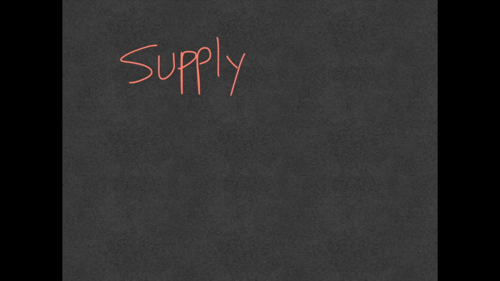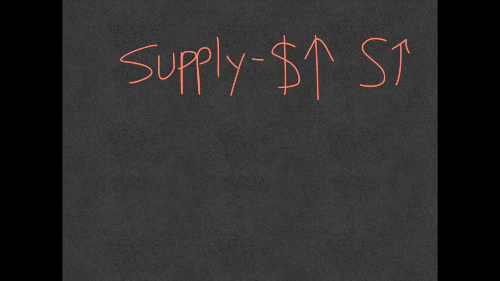So when talking about supply, the basic definition of supply is the amount of a resource that producers have available for consumers to buy. The law of supply states that when prices are high, essentially supply is high, or when the price goes up, supply will go up.